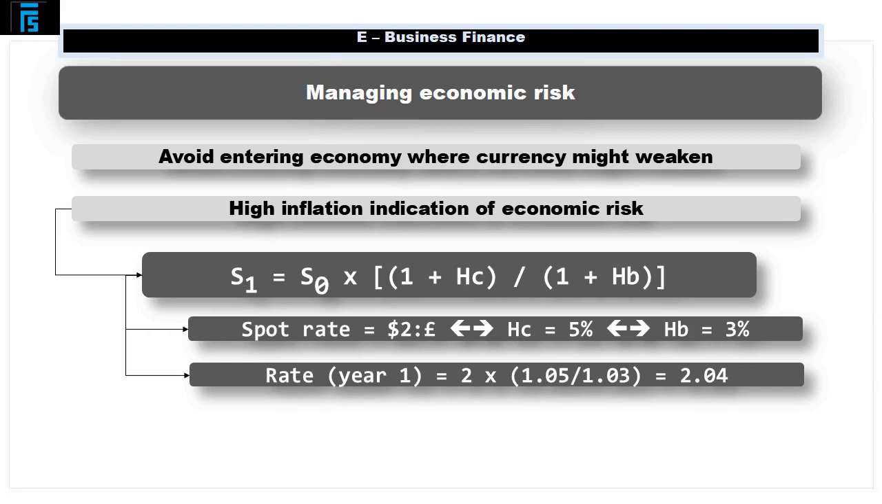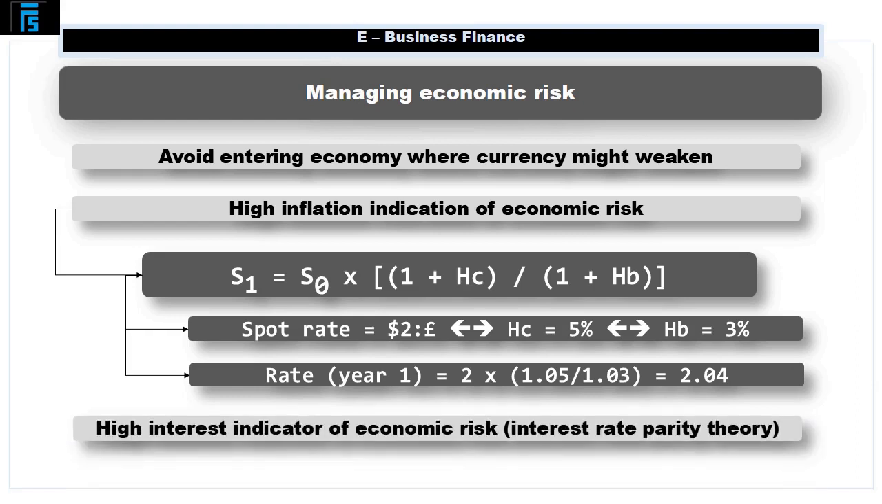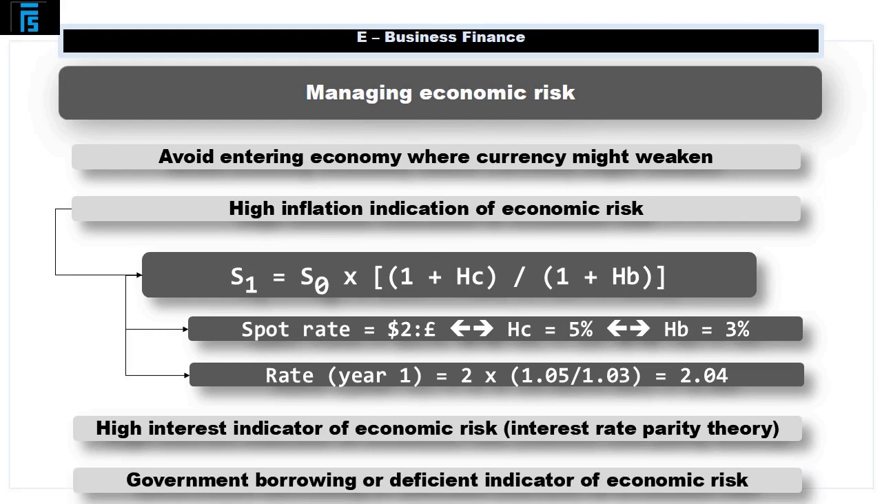As discussed in the circular flow of income presentation, high inflation rates often lead to high interest rates, and the latter is another indicator that a currency may weaken. Further, interest rate parity theory can be used to calculate forward rates covered later, in the same way that purchasing power parity is used to predict future exchange rates. The difference between the two is that whilst the latter uses inflation rates, the former uses interest rates.